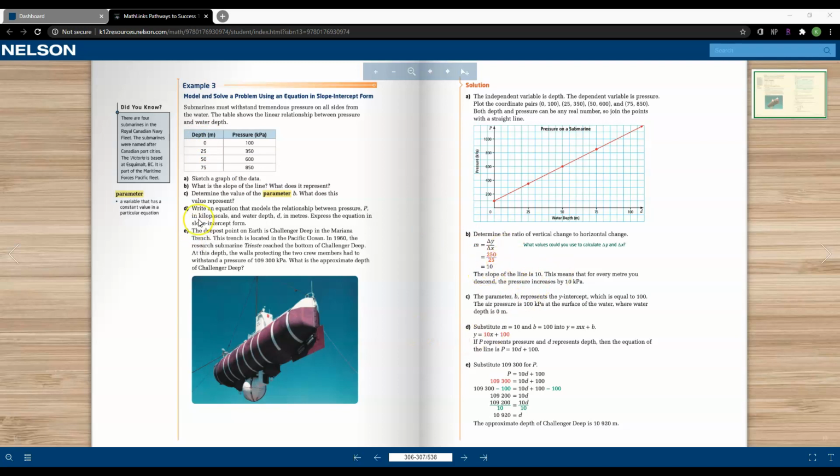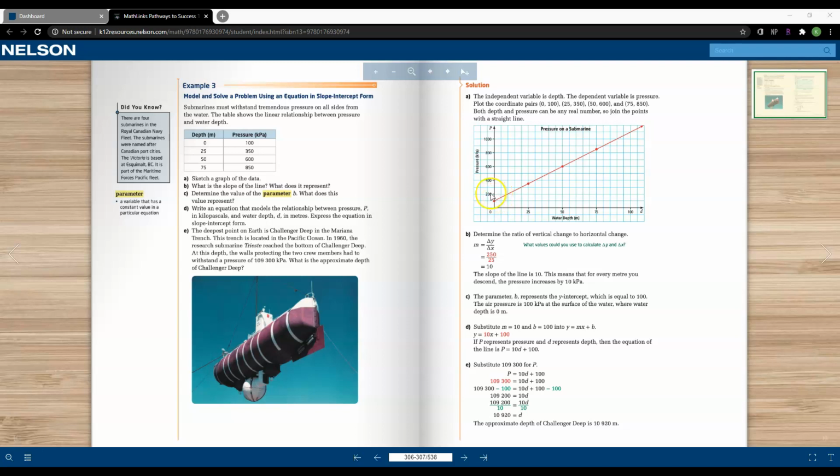Okay, part C, it says determine the value of the parameter b. What does this value represent? So simply you can just look at the graph here, and it's 100, right? The b value where x is 0. And what does the 100 represent? It just means that when the water depth is 0, so you're not going in the water, it's going to be 100.